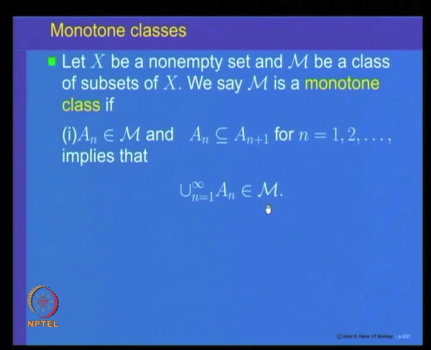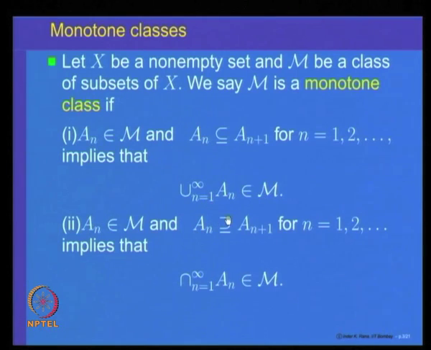So, the first property is that the collection M of subsets of set X is closed under unions of increasing sequences. And the second property that we expect from this collection is that whenever a sequence A n is in M and A n is decreasing, that means A n plus 1 is a subset of A n for every n, then the intersection of this sequence of sets A n should also be an element of M.